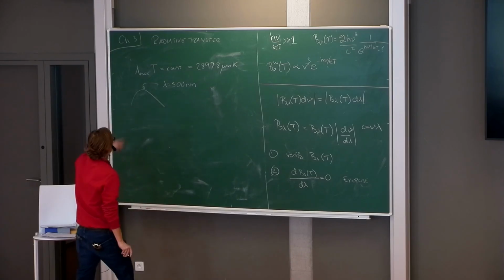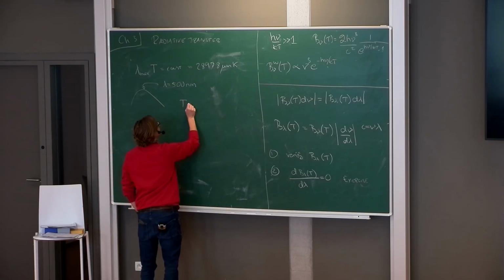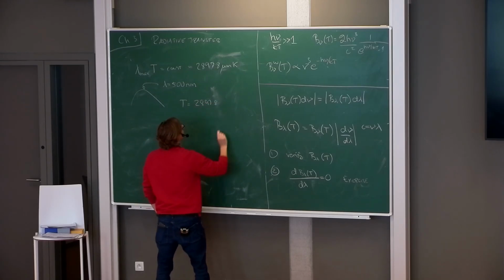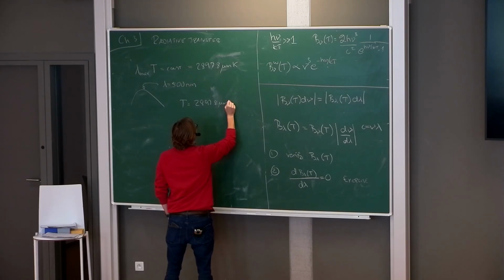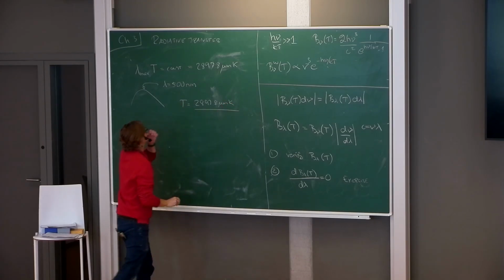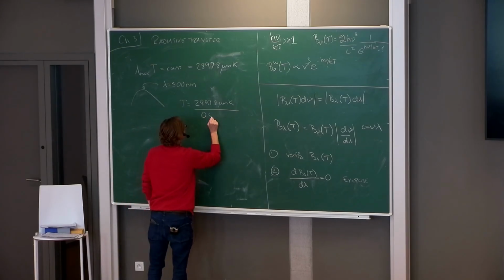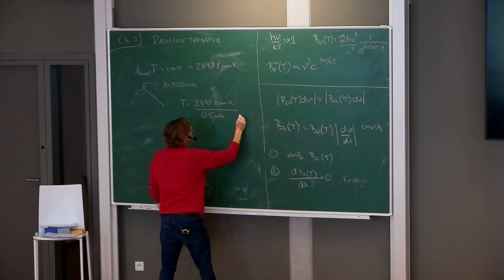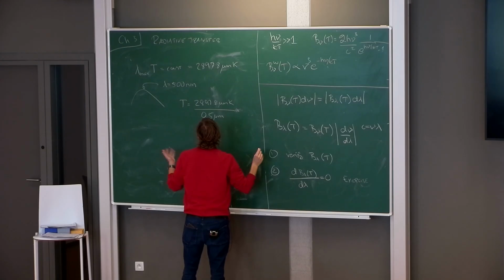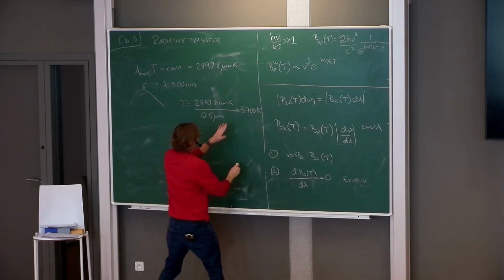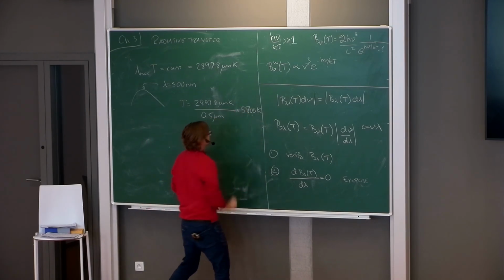Okay, so then we have to see that the temperature is 2897.8 times micrometer Kelvin. So we have to convert this to micrometer. What is that? 0.5 micrometer, right? So this is going to be on the order of 5,700 Kelvin. Well, this is 900, so 5,800 Kelvin. Okay?